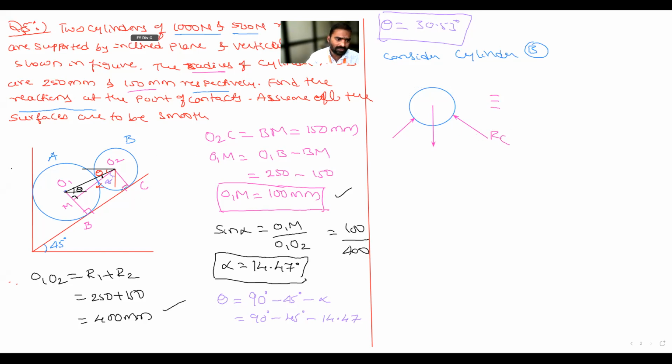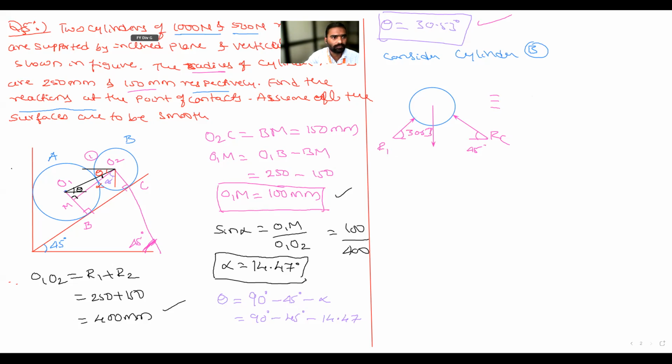RC is making an angle how much? This is RC, correct? This is making an angle how much? 45. This is also 45. So this is 45. I will take this as reaction 1, R1. So this R1 is making an angle how much? That is theta. Theta is equal to 30.53. Okay, so I will draw like this.